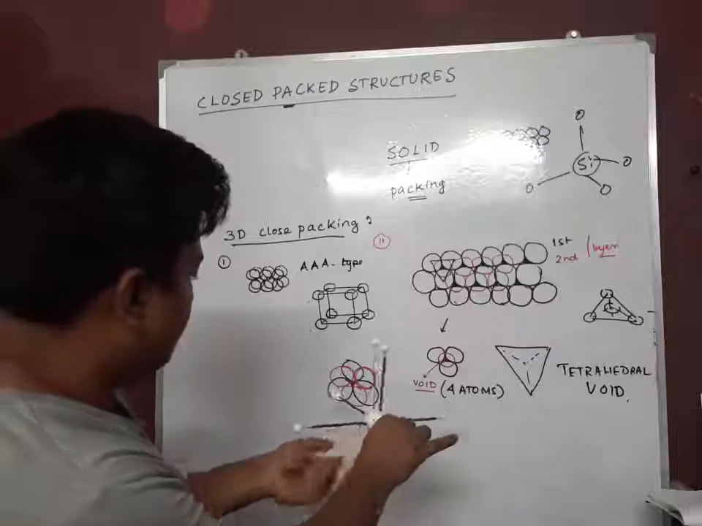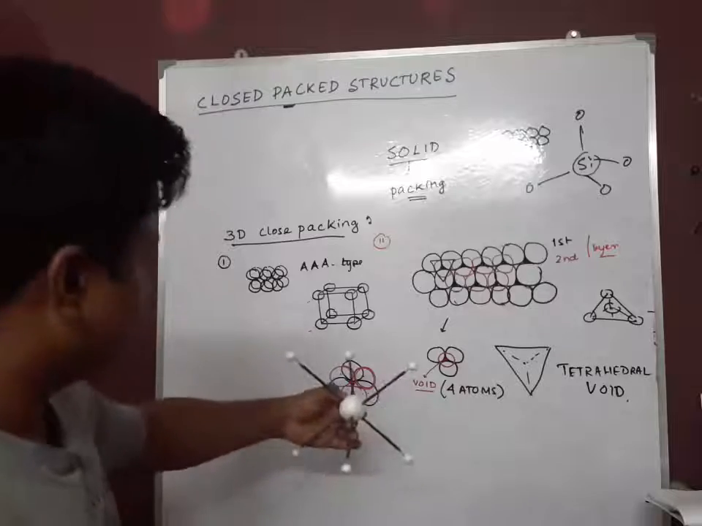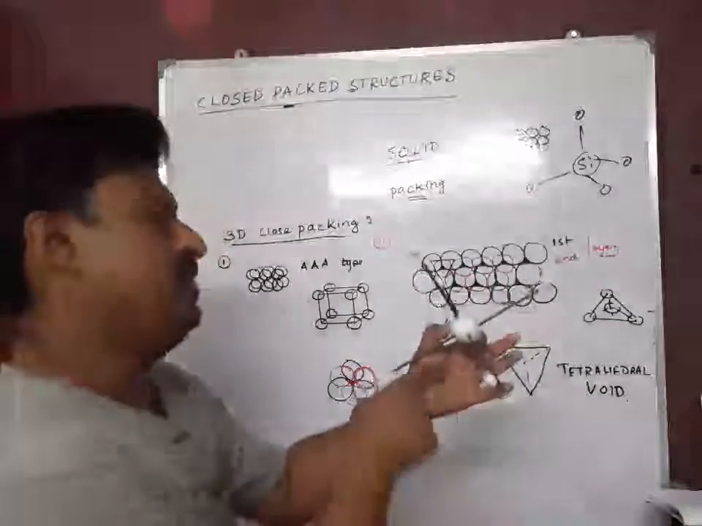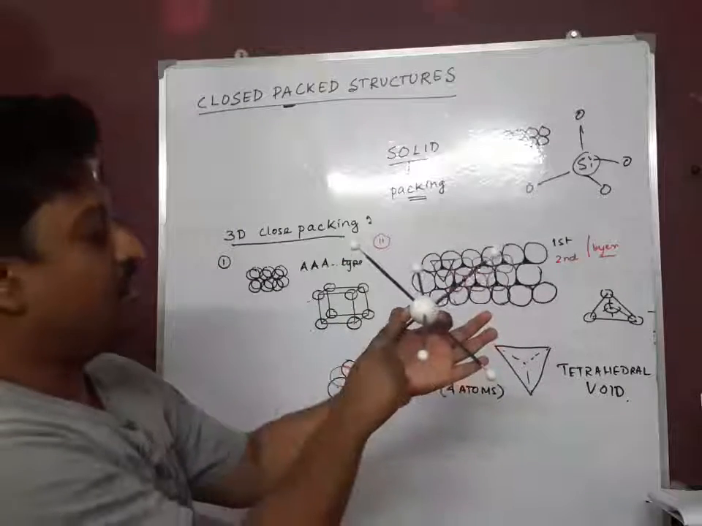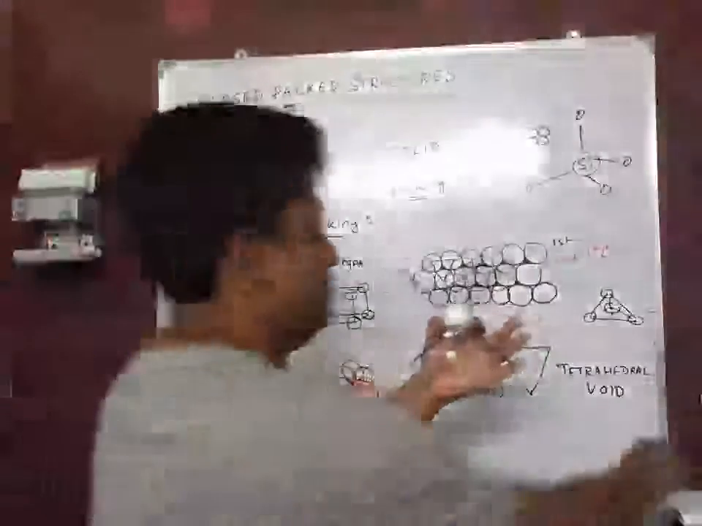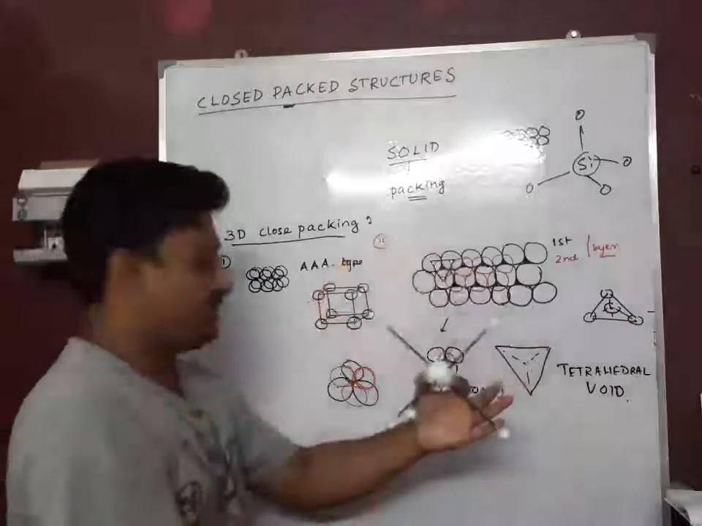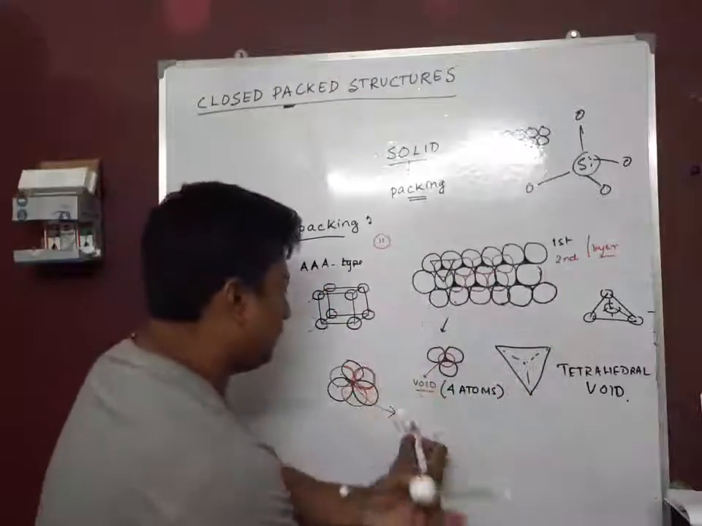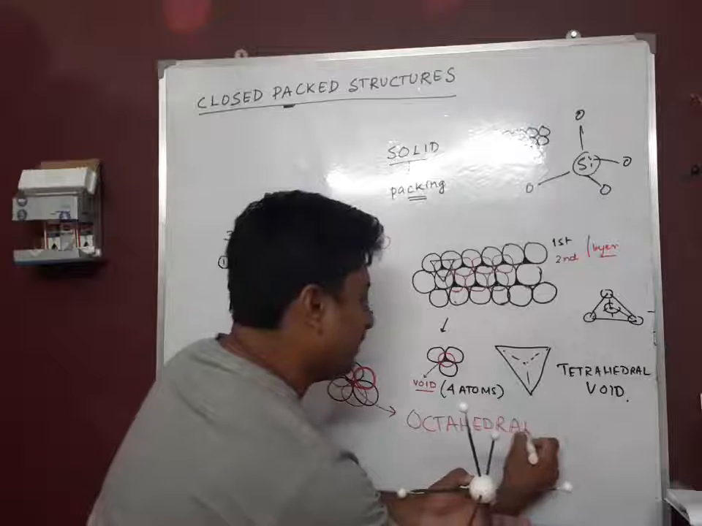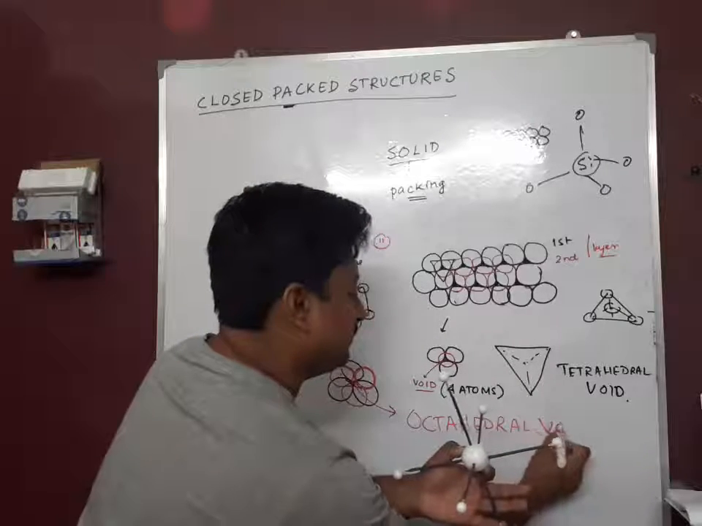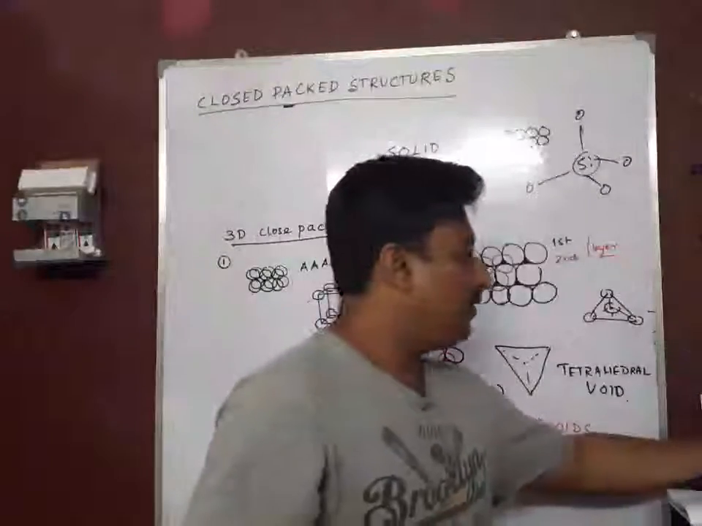Think in this way. See, these 3 are the red ones and these 3 are the black ones. So this is a void region, right? Now what is the void region surrounded by? This void region is surrounded by the 6 atoms. So this kind of void is called an octahedral void. Octahedral voids, okay.